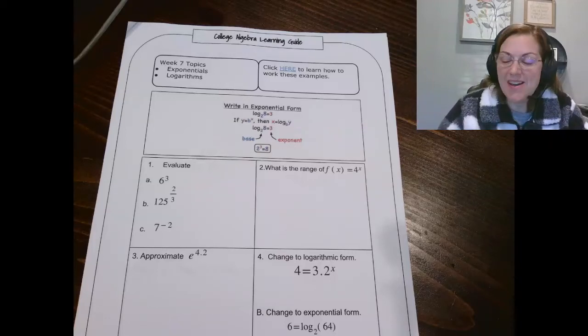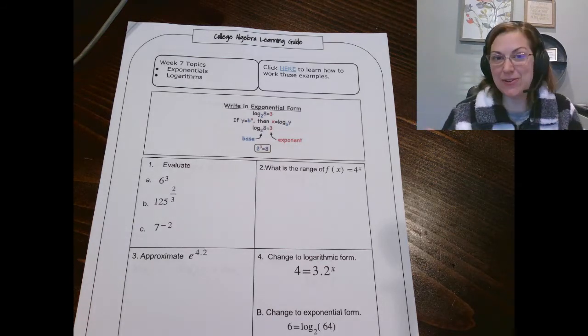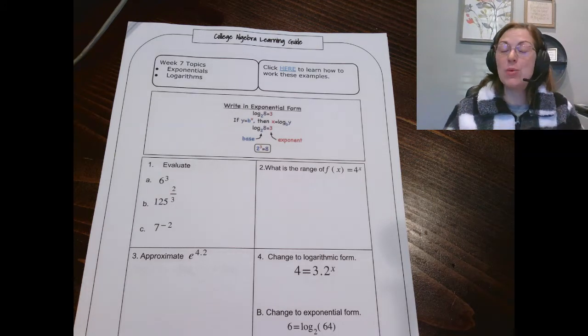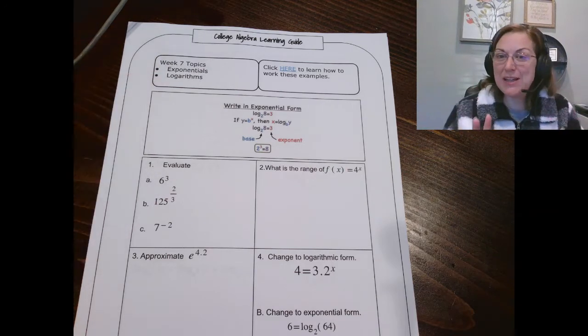College algebra. We have made it this far. Now, if you've been with me for the whole journey, you know we've been working through 6 weeks so far of learning guides to help you with your college algebra class. And here in week 7, we're going to do the same thing. We're going to spend some time looking at exponentials and logarithms. Definitely going to give you the help you need to really master these concepts.